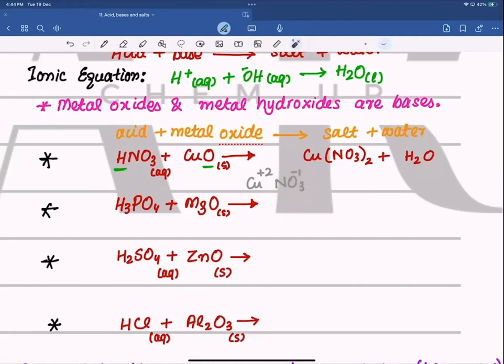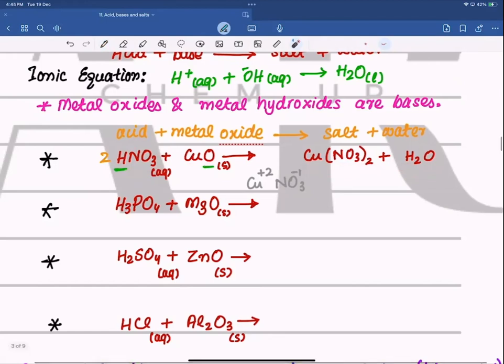Yes, sir. Okay, now if you try to balance the equation, how many hydrogens do we have over here? 2. And how many here? 1. So what I will do, I will put a 2 over here. If I put a 2 over here, this makes these nitrates 2 as well. And here we already have 2 nitrates. There is 1 oxygen, 1 copper, and 1 copper. So the equation is balanced.